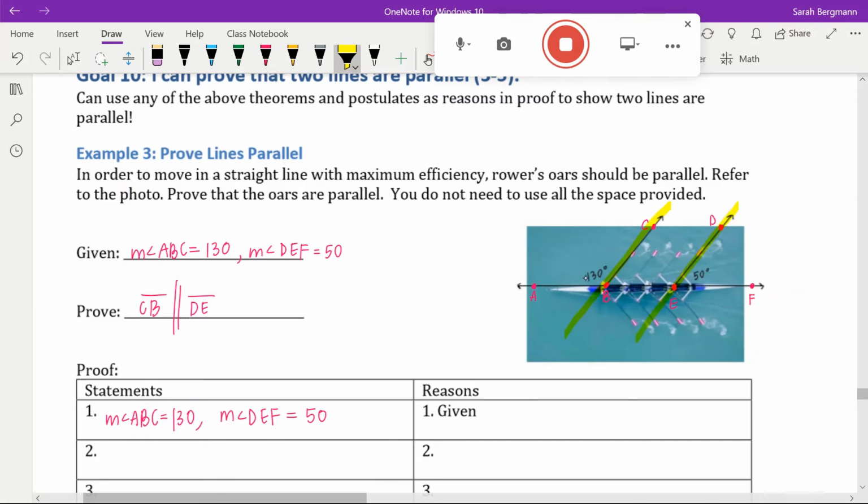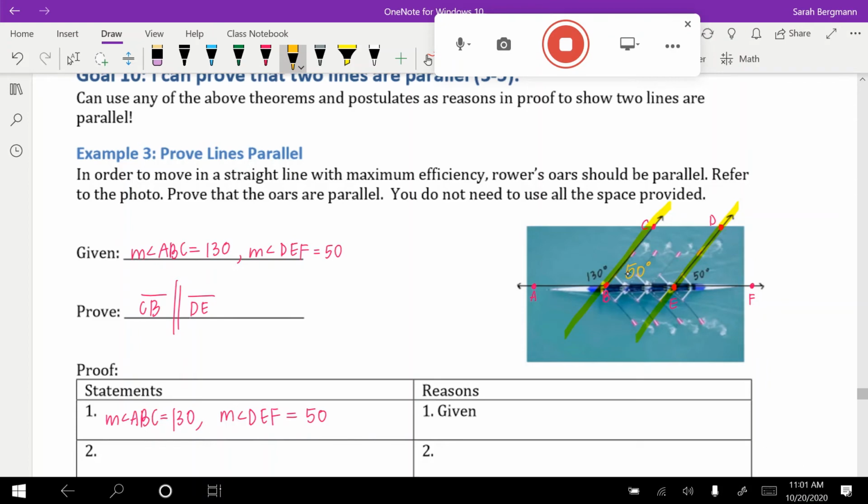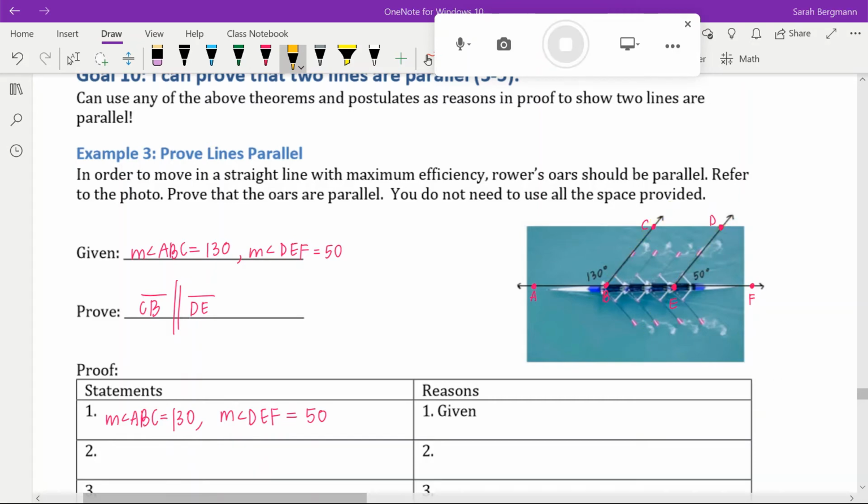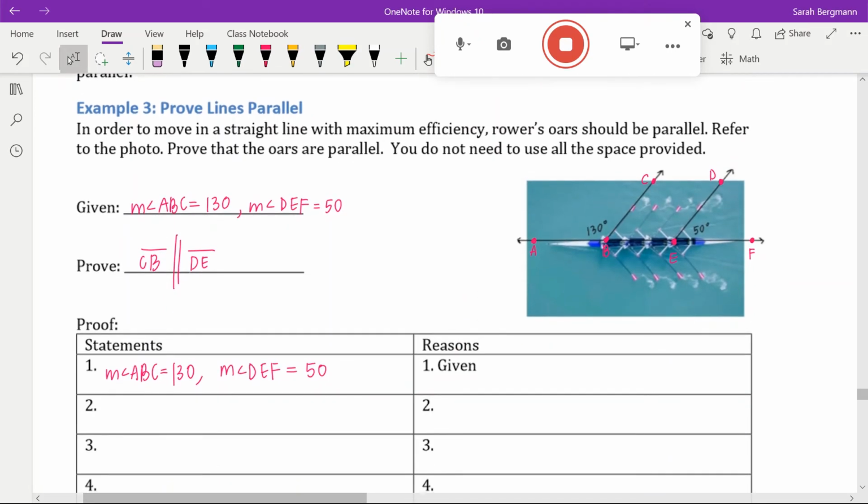I notice that 130 and 50 are supplementary angles. So that's helpful because I have a plan now, because I see that angle CBE would also have to be 50. So I'm going to have to show that angle CBE is 50 since 130 and 50 make a linear pair. Okay, so you should have the given written down. Next, I was planning on showing that angle ABC and CBE form a linear pair.